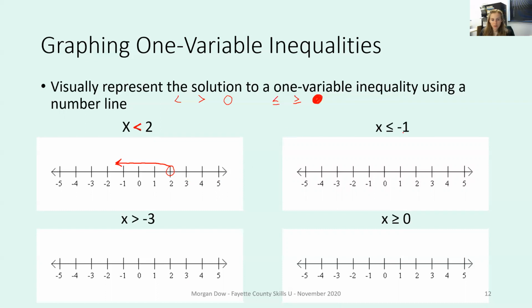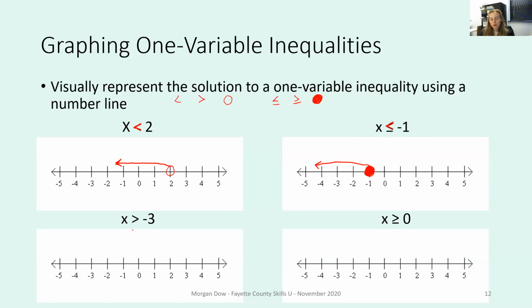All right, let's come over here to x is less than or equal to negative 1. So we're talking about negative 1, and it's less than or equal to, so it's going to be a filled in circle because we're including negative 1. And it's less than, so I'm going to point to all of the numbers less than negative 1. Again, notice the arrow's pointing in the same direction as the inequality sign.